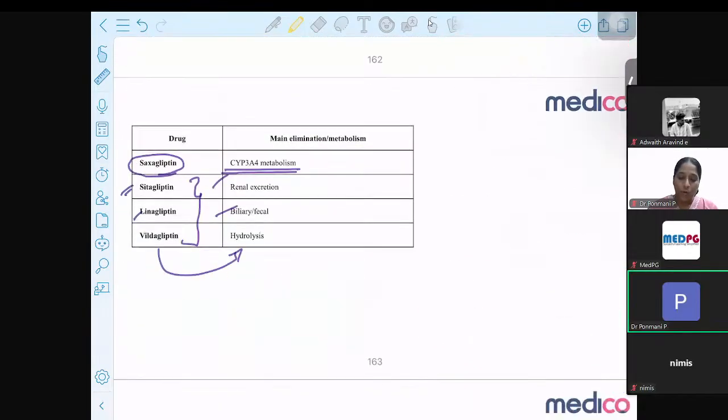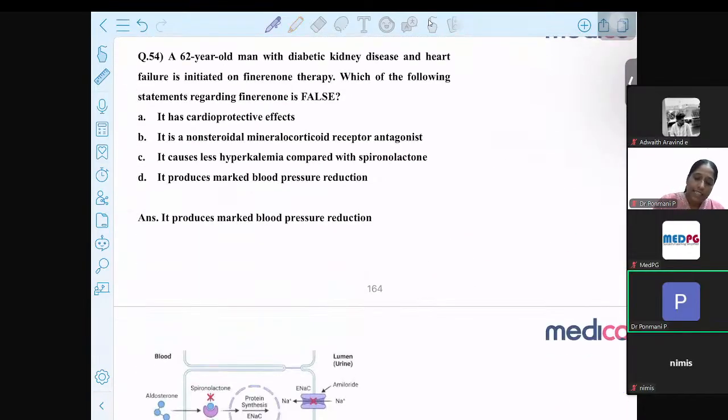So now moving into the next question. A 62-year-old man with diabetic kidney disease also has heart failure, and he has been initiated on finerenone therapy. Which of the following statements regarding finerenone is false?